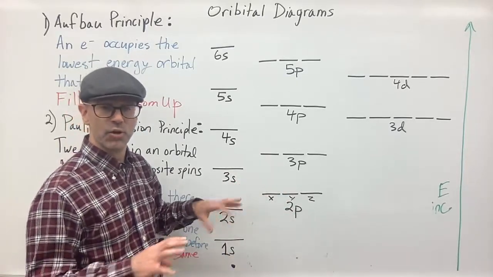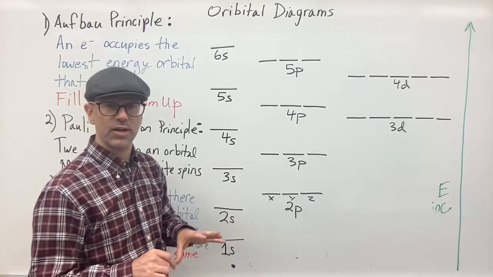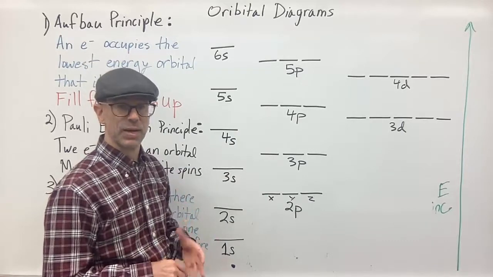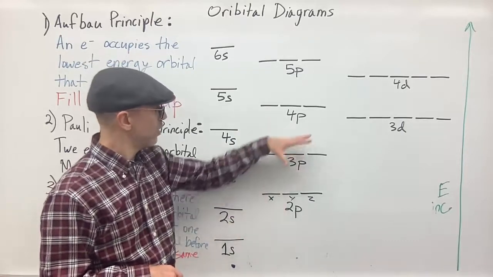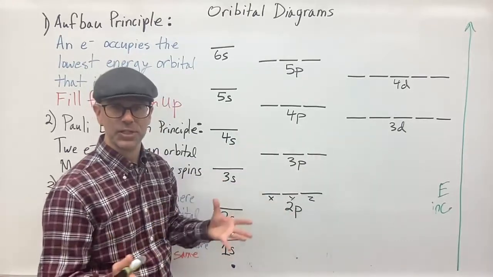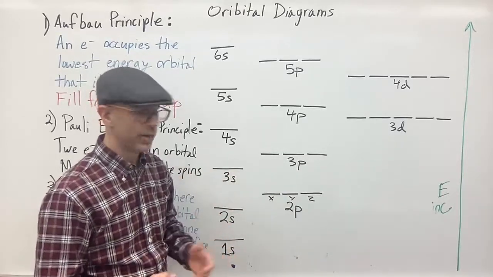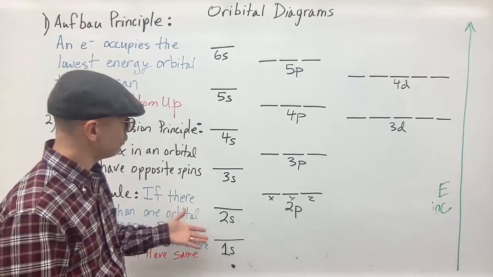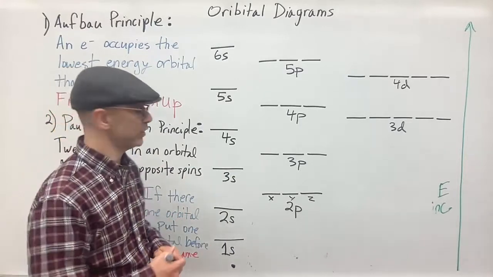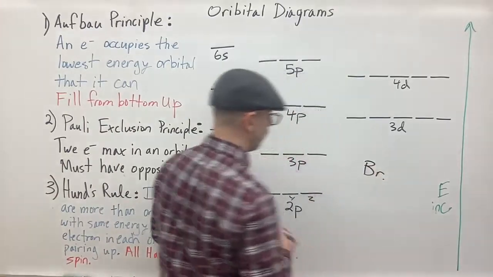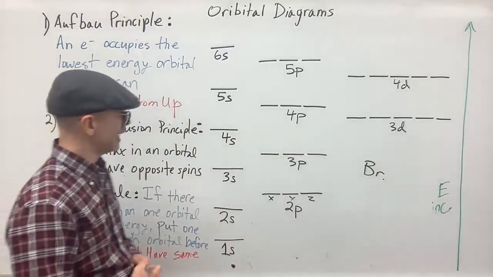Remember, orbitals are those spaces where you can have a probability of finding the electron somewhere within that space. And depending on what orbital you're in, you have a different probability space that you are occupying. So how do we fill these electrons in? We have 35 electrons. So again, this is bromine, right? So let's see how we fill these in.